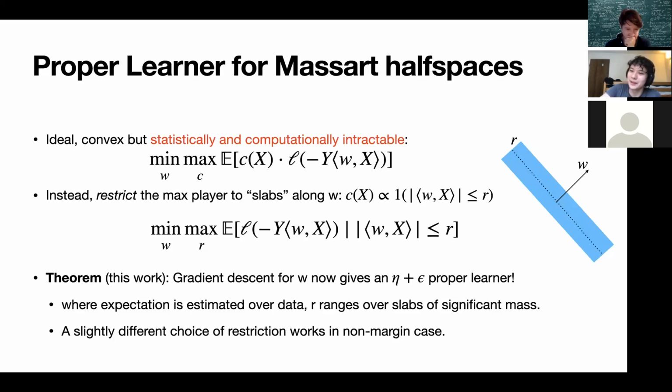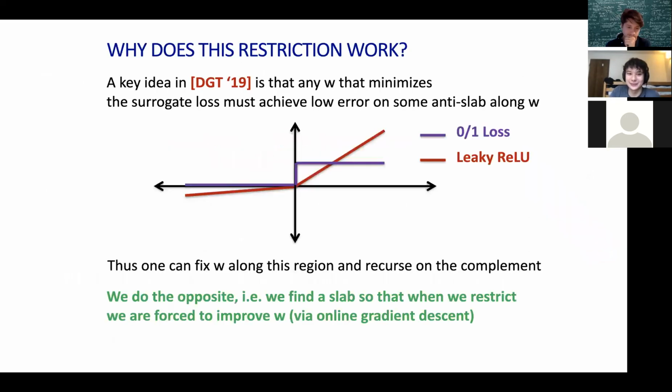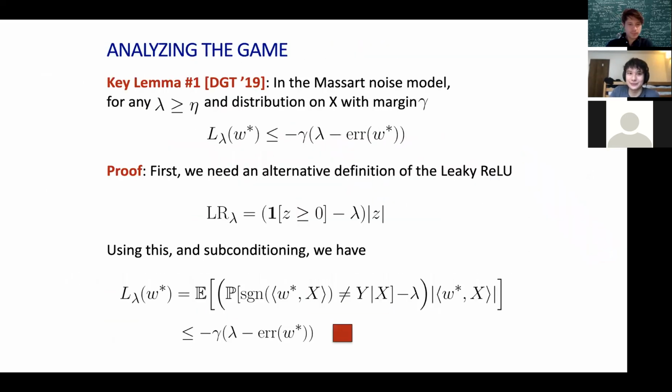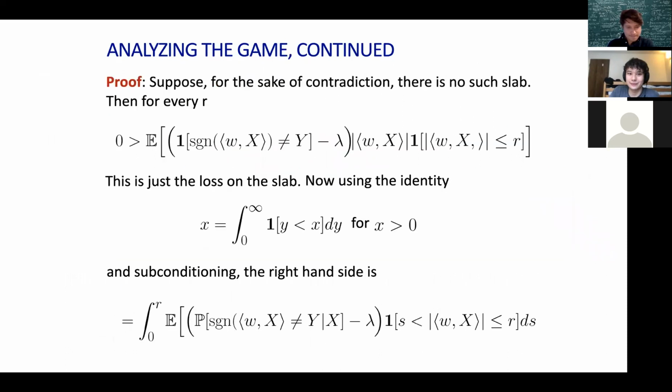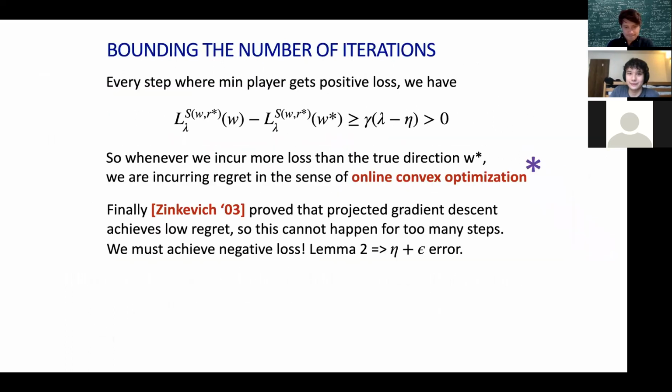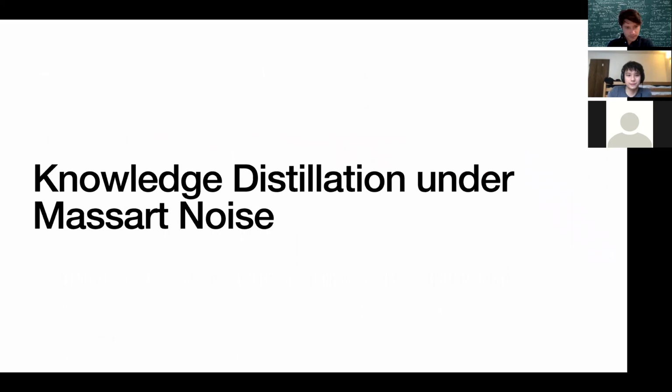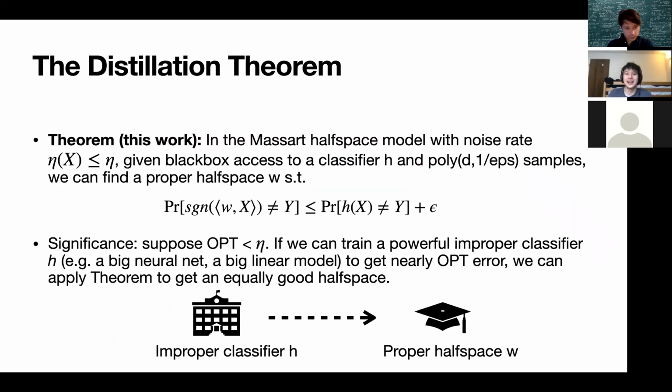Cool. So let me go on to knowledge distillation. Like I said, we want to train a big classifier and use it to make a good small classifier. So imagine we have a Massart half-space model like before, and opt is a lot smaller than eta. Then we're not so happy right now with our proper learner, in the sense that it doesn't get all the way to opt.